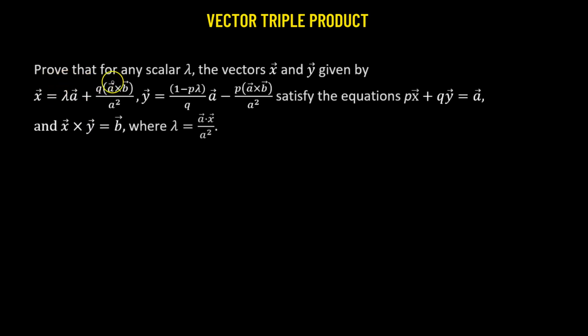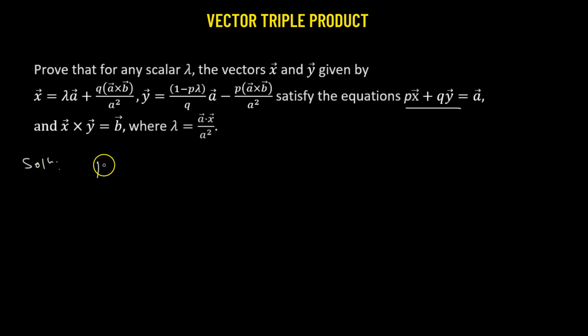In this problem, we have to prove that for some scalar lambda, the vectors x and y, which are given by these two formats, satisfy the equations px plus qy equals a and x cross y equals b, with the lambda value given by a dot x divided by a squared. So let us begin. We will first note down all that is provided to us.